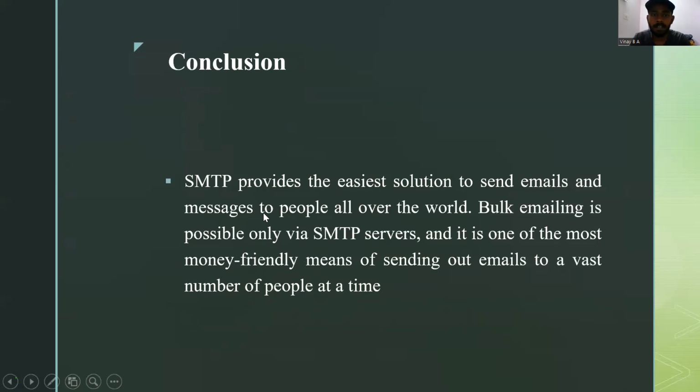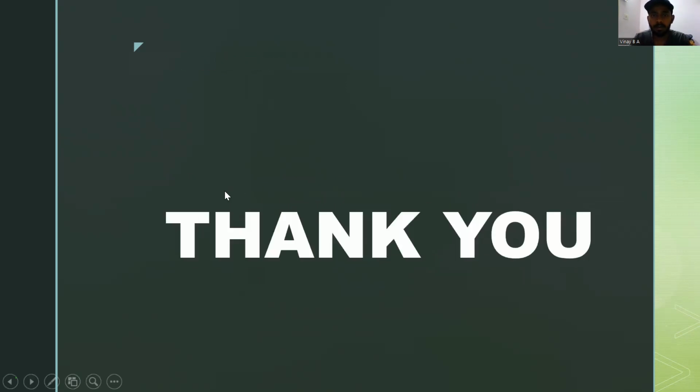Then the conclusion. SMTP provides the easiest solution to send emails and messages to people all over the world. By using SMTP, we can send messages everywhere. Bulk email is possible only via SMTP mail. Bulk email sends larger messages. When you want to send to too many people, the SMTP server can easily send it. It is one of the most cost-friendly means of sending email to a vast number of people at a time. This is the conclusion, and thank you.